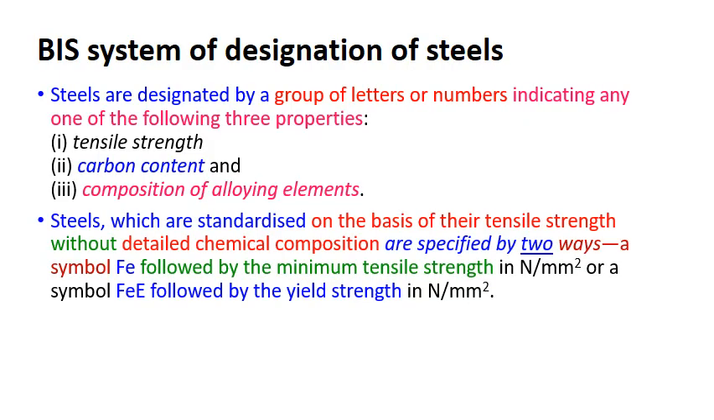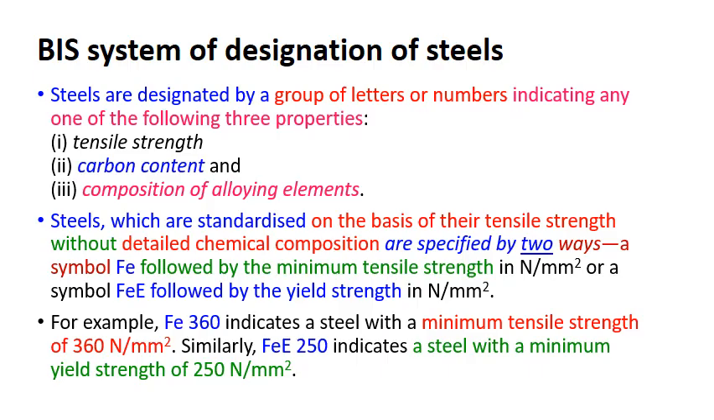So on the basis of tensile strength and chemical composition, they are specified two ways. A symbol Fe, Fe means iron, followed by minimum tensile strength in MPa or Newton per millimeter square, and a symbol FeE, lowercase e and uppercase E, followed by yield strength in MPa. So in your data book, you can see this. Fe360 means iron with an ultimate tensile strength, or just tensile strength, of 360 MPa. Similarly, FeE250: when you see capital E, it means that the number which follows it is a yield strength. This is one way of specifying steel based on the tensile and the yield strength.